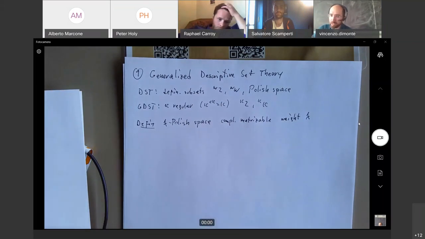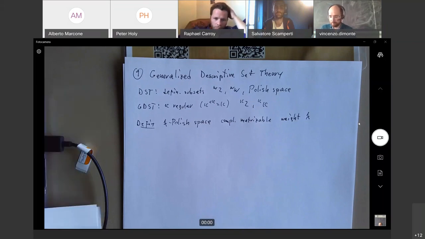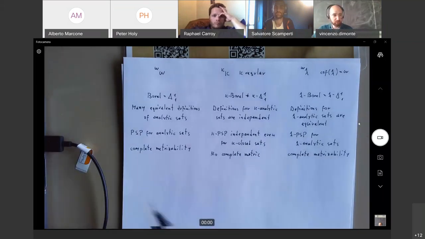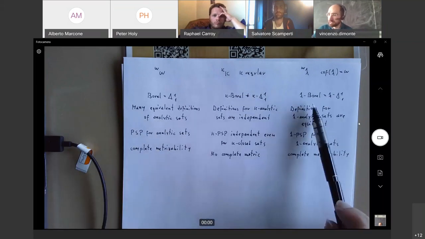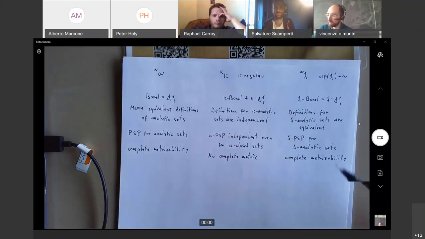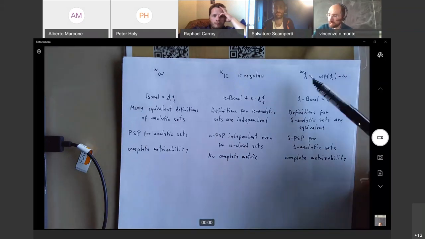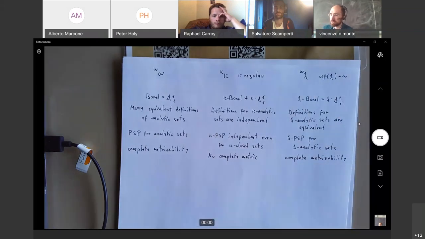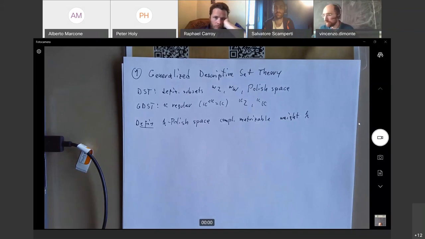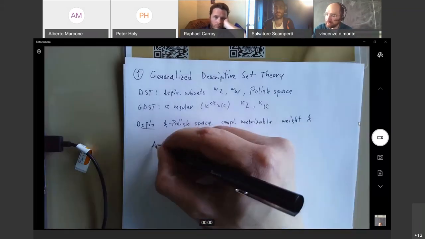Now if we have cofinality of lambda equal to omega, then you see we recover a lot of things. For example, lambda-Borel sets are lambda-delta 1-1. All the definitions that were independent are again equivalent. We have the perfect set property for analytic sets. We have complete metrizability. So if we use lambda to the omega instead of omega to the omega, we have everything. We've seen this new setting with a lot of similar things, a lot of nice things. So I would say, what is the aesthetic of our work? Aesthetic.